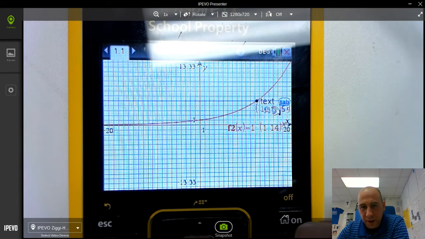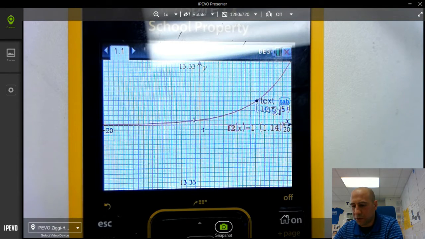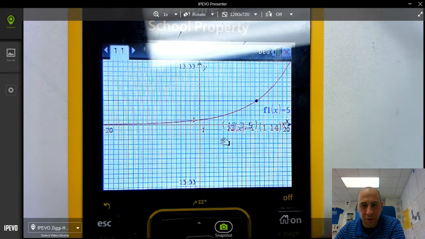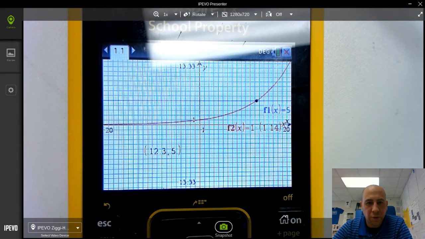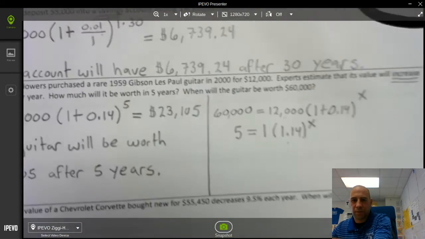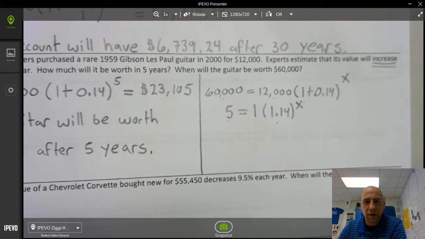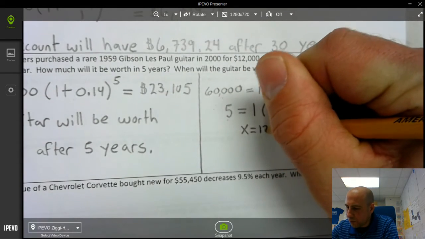Now, it's hard to read, so you see the hand. I'm going to move the hand over that point, and I'm going to press Control-click. And I'm actually going to drag it so I can see it, and then click away. And I can see that the intersection is at 12.3, 5. Now, when you're looking at the intersection point, you're only looking at the x value, okay? So we know now that the guitar will be worth 60,000 in 12.3 years. Okay, so x equals 12.3.